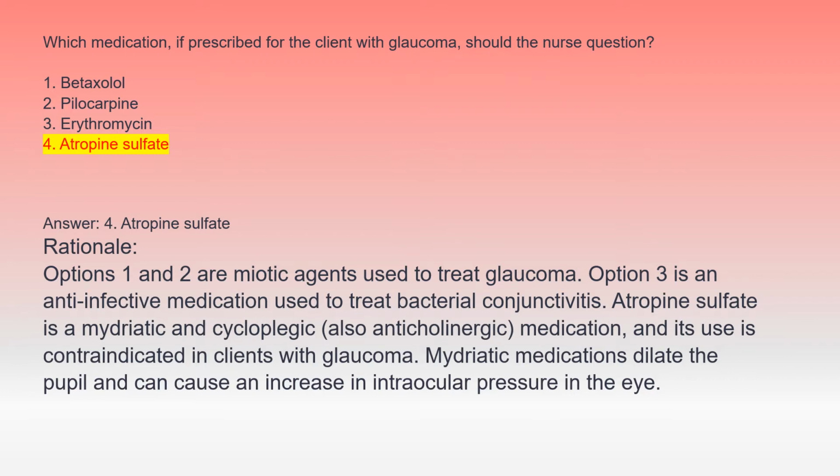Options 1 and 2 are miotic agents used to treat glaucoma. Option 3 is an anti-infective medication used to treat bacterial conjunctivitis. Atropine sulfate is a mydriatic and cycloplegic, also an anticholinergic medication, and its use is contraindicated in clients with glaucoma. Mydriatic medications dilate the pupil and can cause an increase in intraocular pressure in the eye.